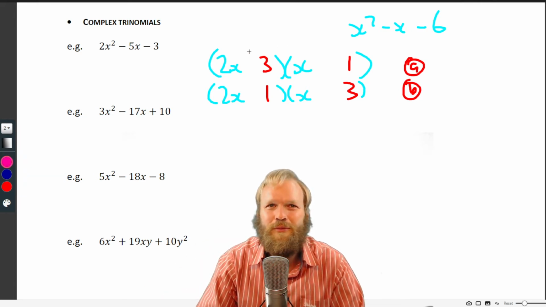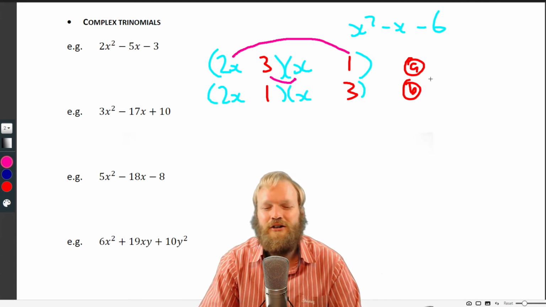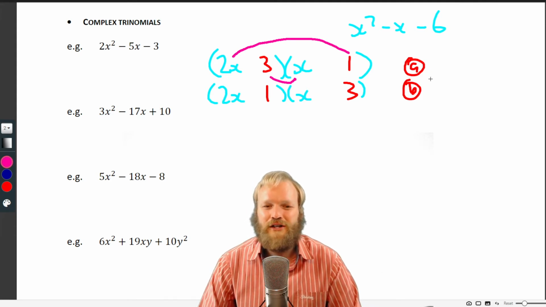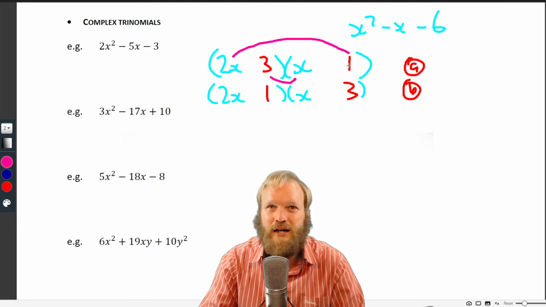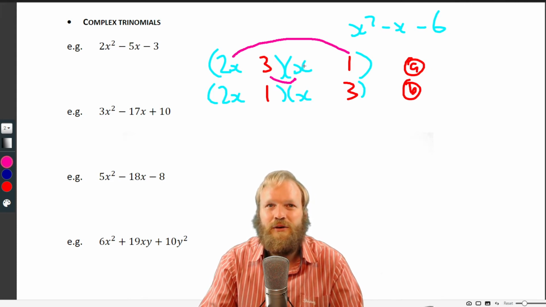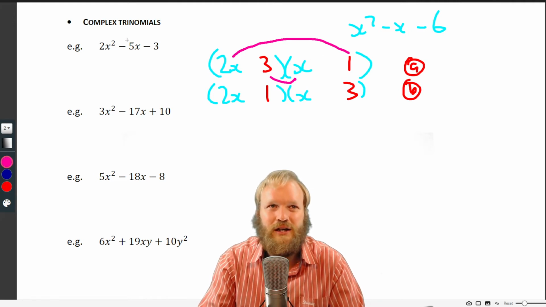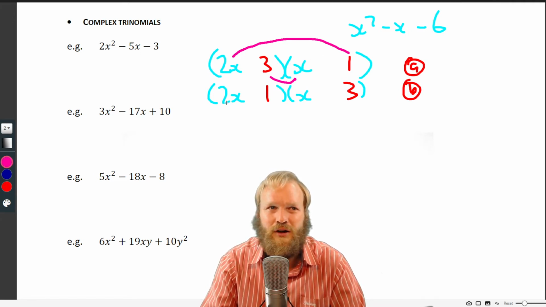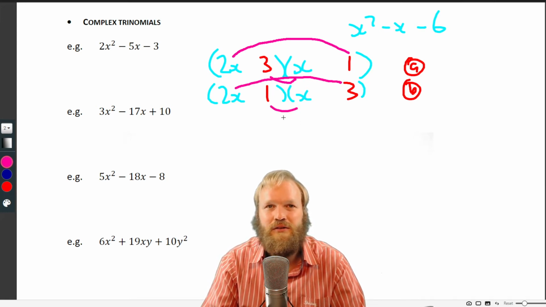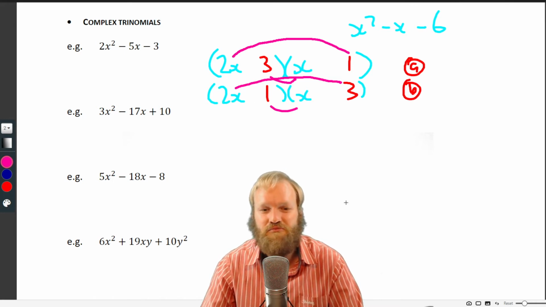So remember I said that the idea earlier was to use this idea to check our solutions so that we're ready for these complex trinomials. So here, 2x times 1 gives us 2x, and 3 times x gives us 3x. So we've got 2 and 3, and we're checking, can we combine that in such a way that we can get 5? Yes, we can. What about the second one? Can we combine 6 and 1 in such a way that we get 5? We certainly can.